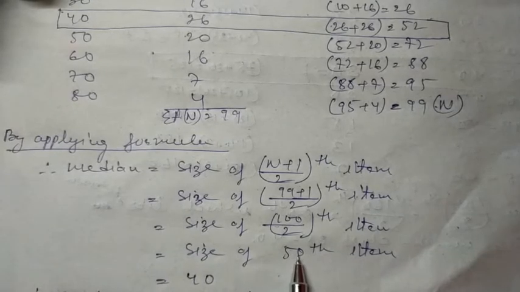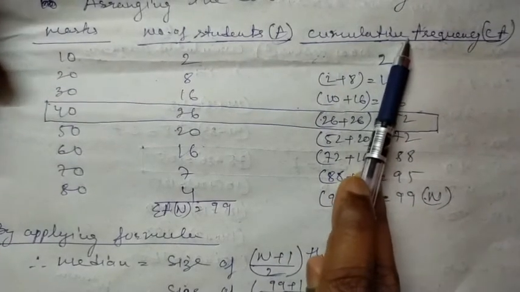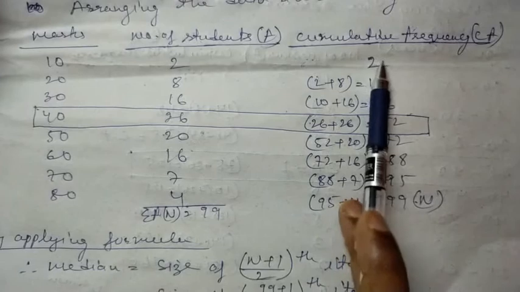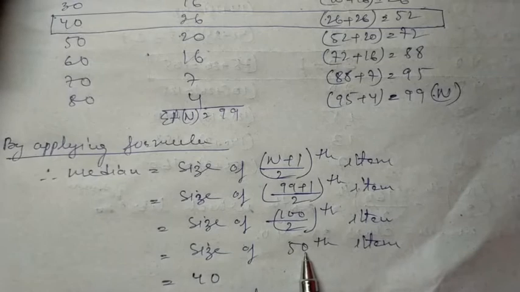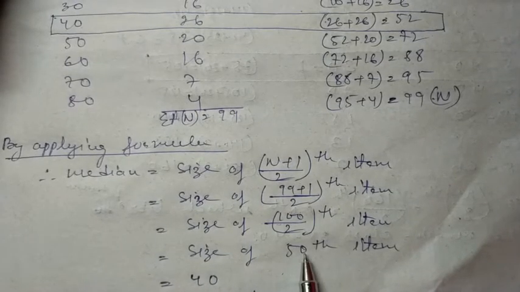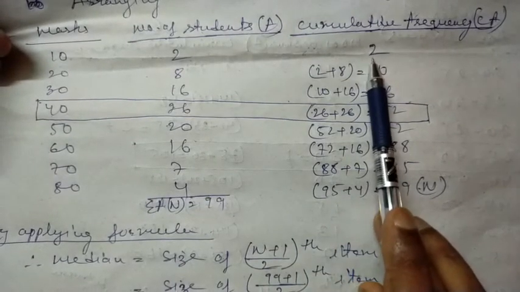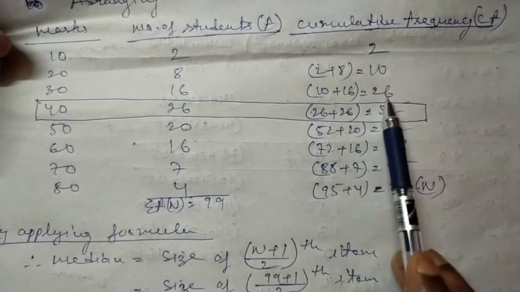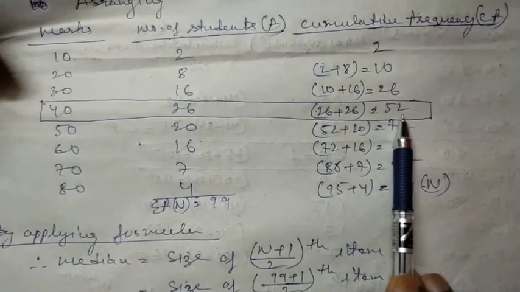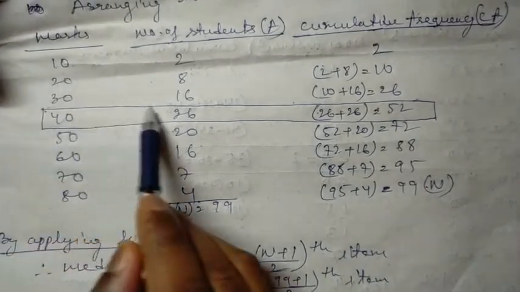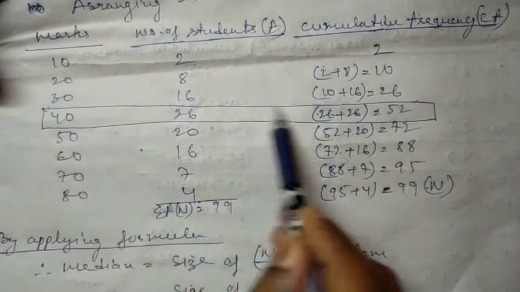We have to look for this 50 in the cumulative frequency. The 50 should not be more than the cumulative frequency. Let's see, 2 is very much less than 50, 10 is also less, 26 also less, then 52. It means the 50th item will come over here. Make a box here: first, second, third, this is the fourth.